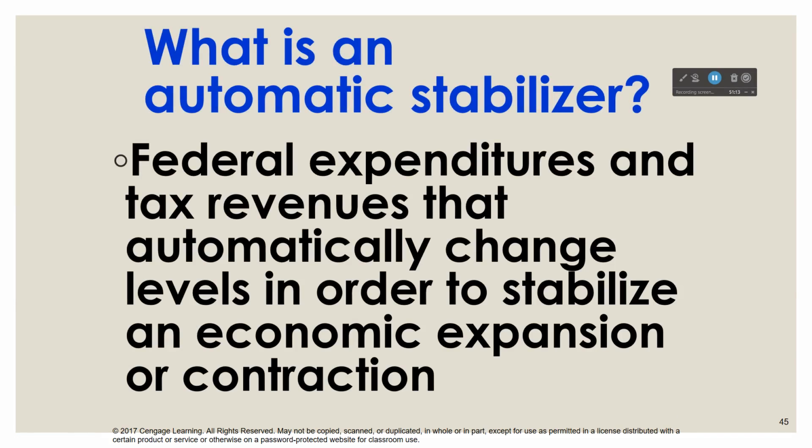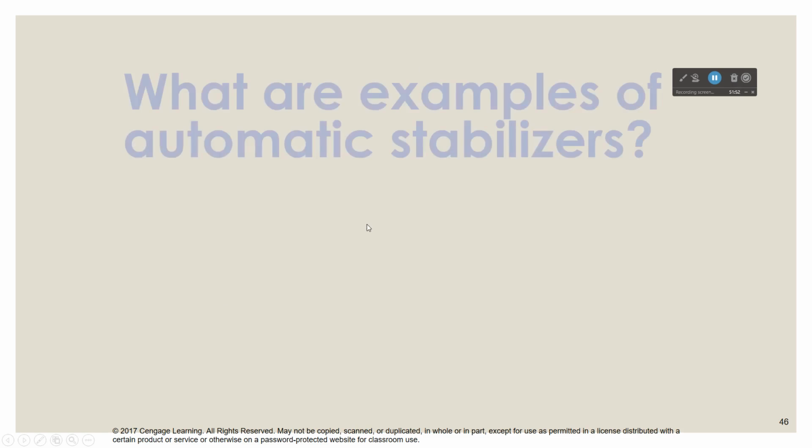Now, that was discretionary policy, and discretionary means the government can choose not to do it. They have to go to a vote. They say, oh, we're going to increase spending, pass it through Congress, have the president sign it. Okay. Now, there are also built into the system what are called automatic stabilizers. These are federal expenditures and tax revenues that automatically change levels in order to stabilize an economic expansion or contraction.